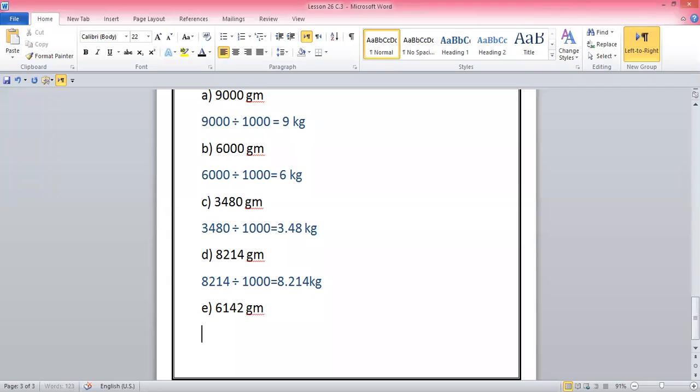E is 6142 gram. You have to convert it into kilogram. So you will do 6142 divided by 1000. Can you tell me the answer, guys, in the chat box? When you divide 6,142 by 1000, what will be the answer?